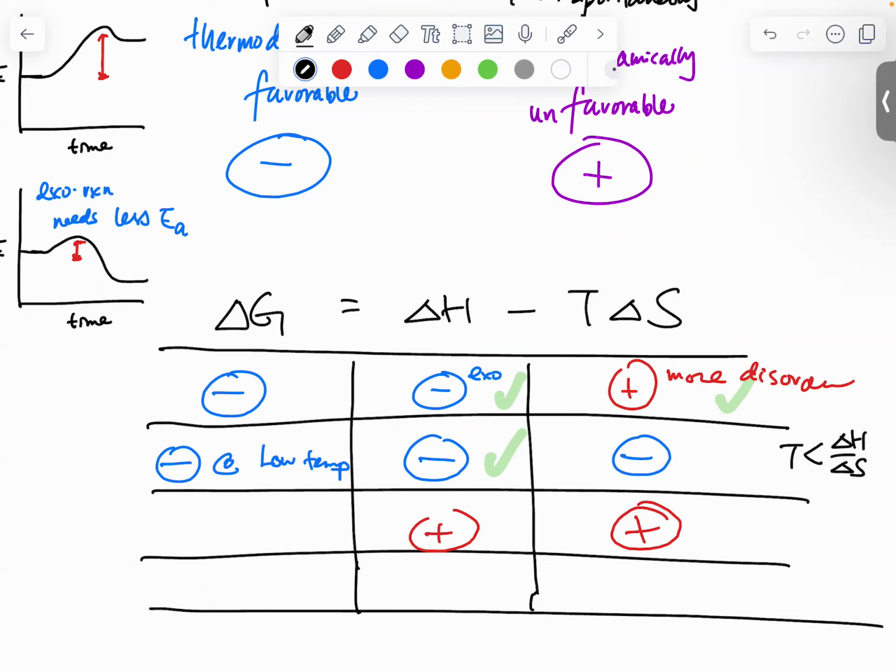Oh, wait, hold on. Let me derive it. T is greater than, sorry. T is greater than. Greater than.